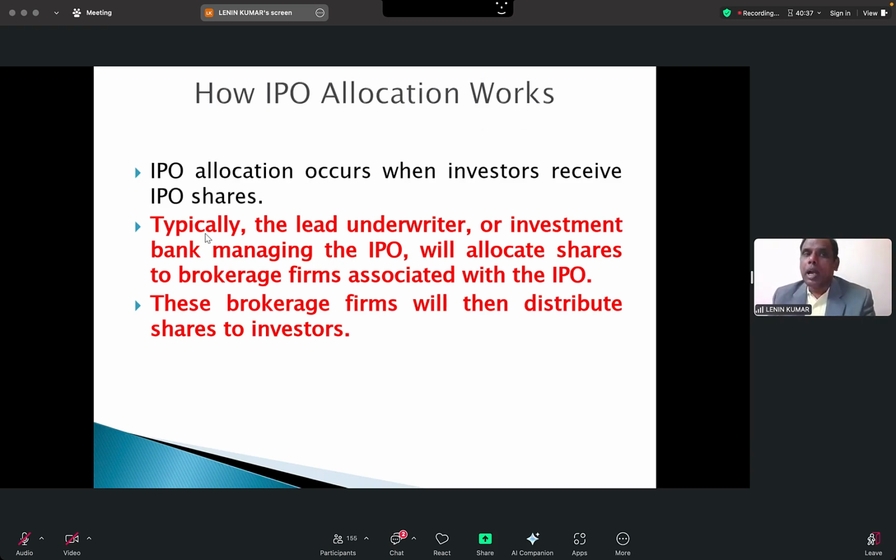Okay, IPO allocation occurs when investors receive IPO shares. Now the topic is how IPO allocation works. Allocating shares is important. See, all these things are back office processes, as I have explained to you. Now the next part of the story is how shares are allocated.